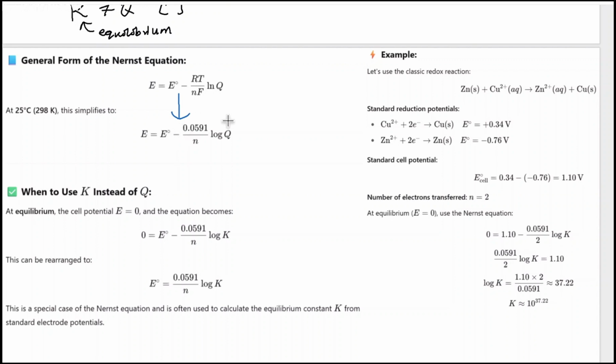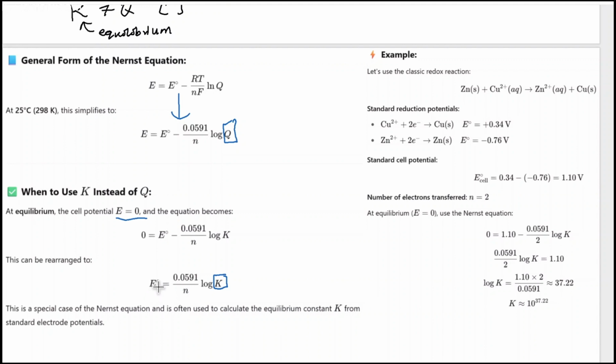And notice how the equation I've been using this whole time has Q, but when you use K instead, over here it says the E. So when a cell is at equilibrium, the E becomes 0, which is why you have this over here. So E standard is just going to be equal to positive of this if you're looking for the K. So if the reaction is at equilibrium, the cell potential is 0, and to find the K, you just use the standard E value.